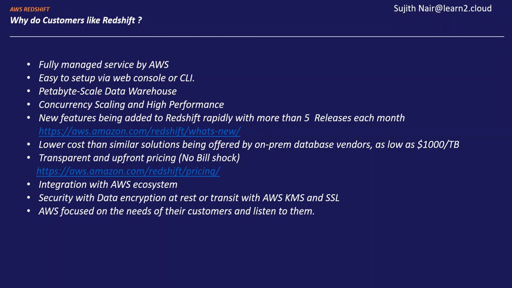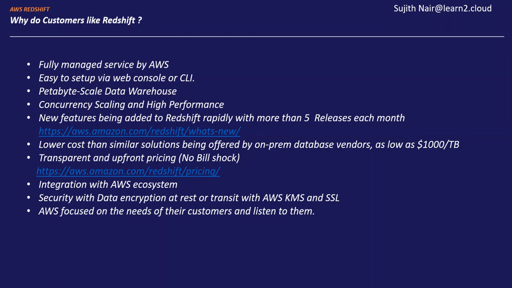Security with data encryption at rest or in transit with AWS KMS and SSL. Data encryption and security is very, very important. Most companies will not store their data if it is not secure, right? For that reason, Amazon has spent a great amount of time making sure that data is secure on the cloud, and it offers you options to encrypt your data at rest or in transit using AWS KMS, which is the Key Management Service that you can use to encrypt your data, and SSL, which is used for encryption in transit.